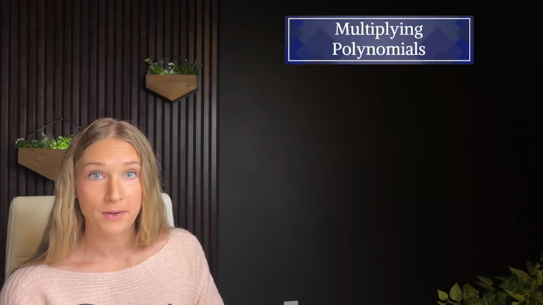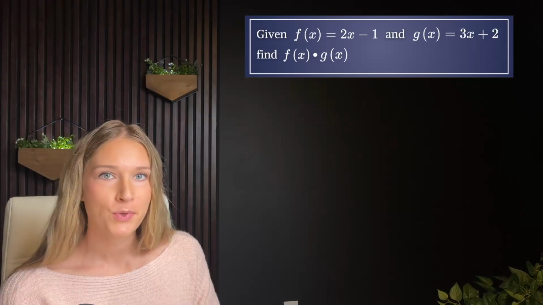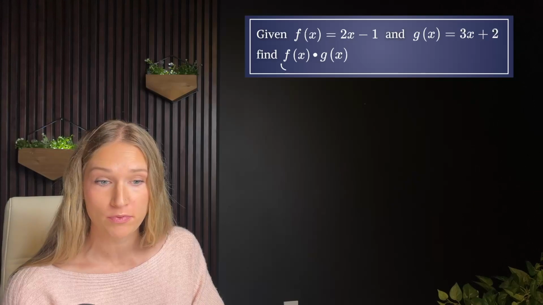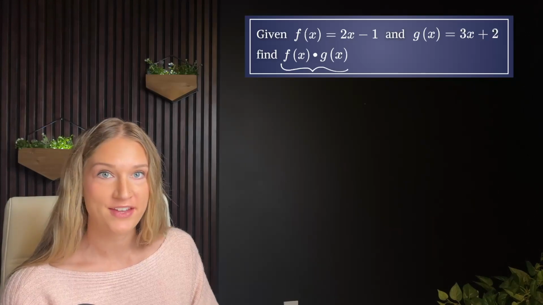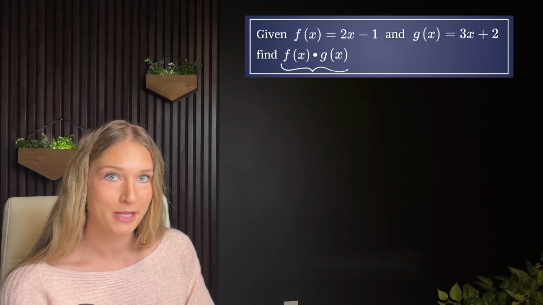Let's talk a little bit about multiplying polynomials. I'll take us through this one. In this example, we're given the polynomials f of x and g of x, and we are asked to find the product of f and g of x. All this means is you're going to take your function f and multiply it by your function g.